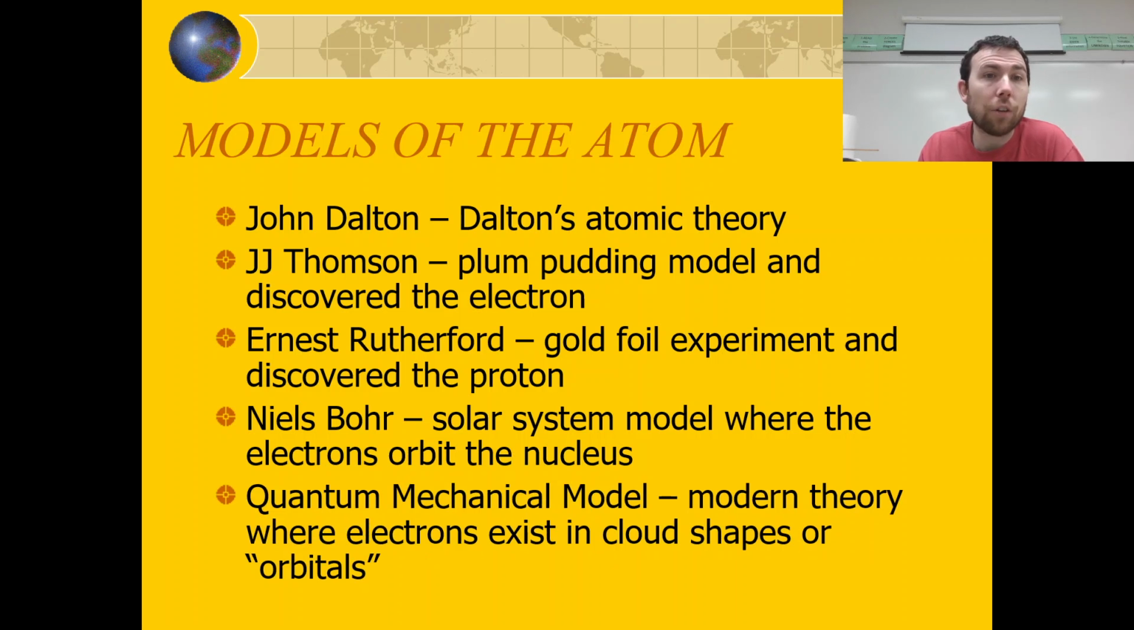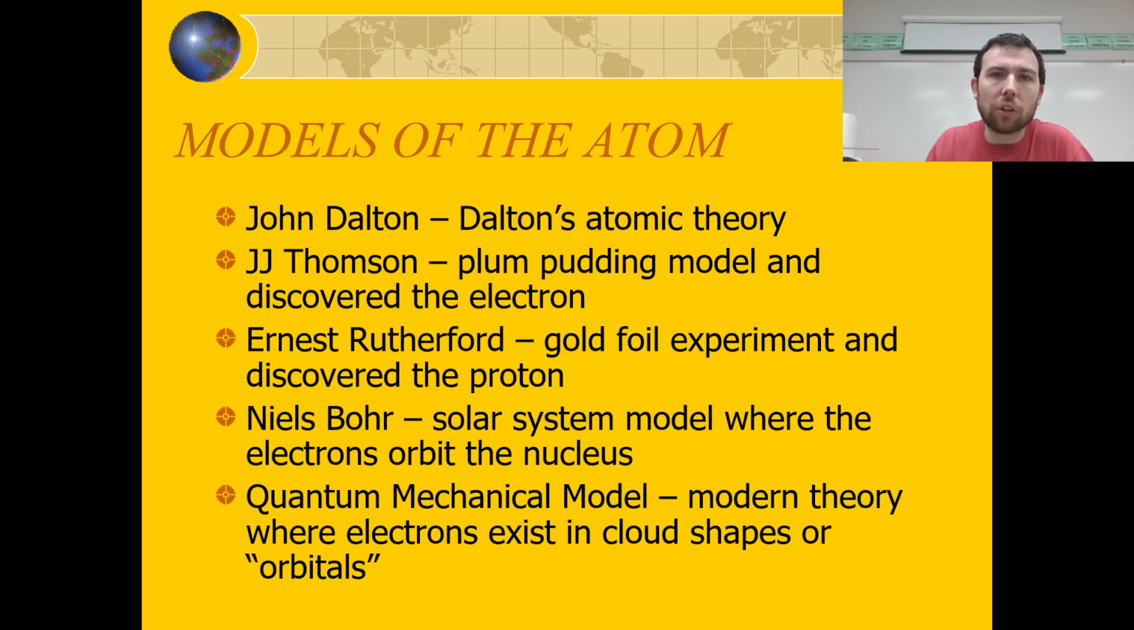And then we lead to our final model, which is what you guys learned about in AP chemistry and honors chemistry, the quantum mechanical model, which is our modern theory, where the electrons exist in cloud shapes or orbitals that are based on probabilities, the probability of finding an electron within a specific location. All right. Now we're going to take some time to walk through each of these models and how they contributed to our current understanding of the atom today.